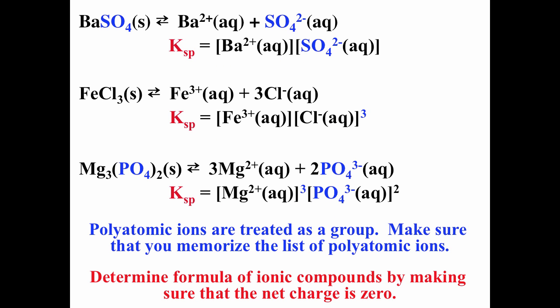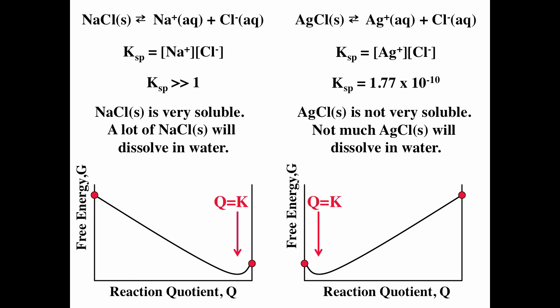You should also recognize the polyatomic ions. It's very important to recognize them because they stay together as a group. And then on the bottom, we have the magnesium phosphate. And so Ksps describe solubility. The larger the Ksp, the more soluble. And so sodium chloride, table salt, is very soluble, has a very large Ksp. Silver chloride has a very small Ksp, so it's not very soluble.